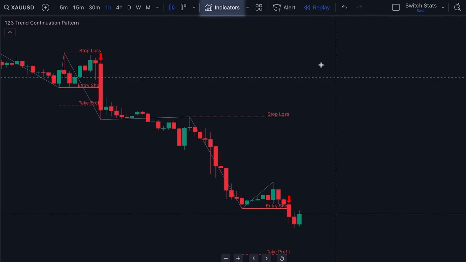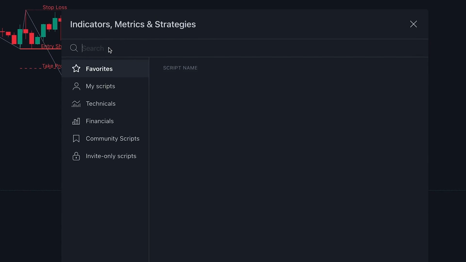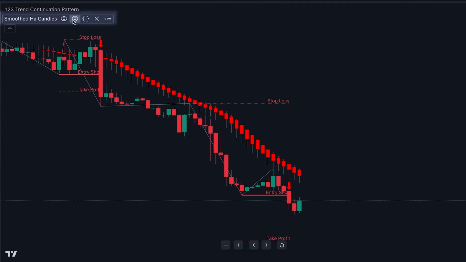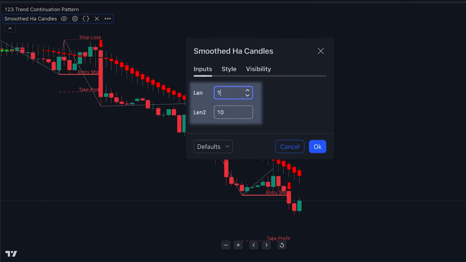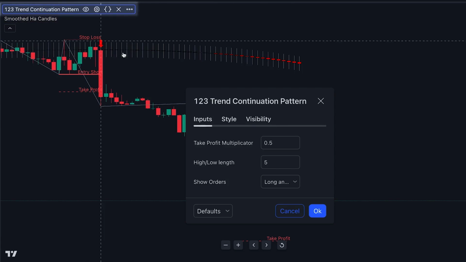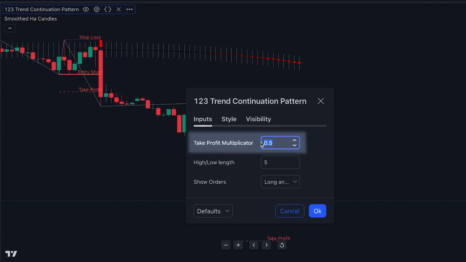Go ahead and click the indicator search tab and search Smooth Heikin-Ashi. This one by Jack. Once added to the chart, go into the settings, and let's change both length to 100. Let's go back to the 1-2-3 trend continuation pattern indicator, and let's ensure the take profit is set to 1.5.